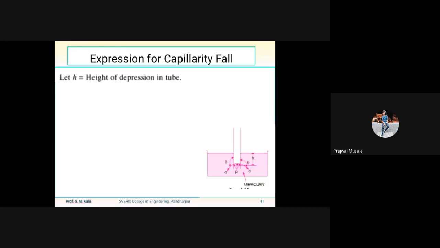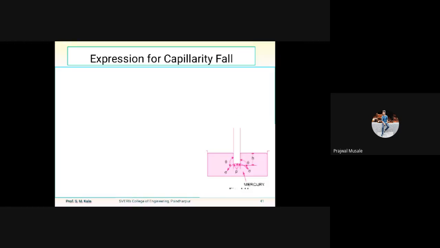So here in this diagram you are observing that there is one container. In that container there is mercury, and inside that mercury a capillary tube having diameter small d is immersed vertically. So when it is inside the mercury, the level inside the capillary tube will go on decreasing. H is nothing but the fall of mercury level inside a capillary tube.